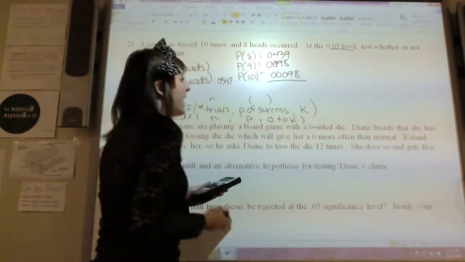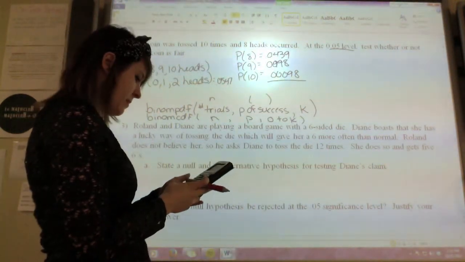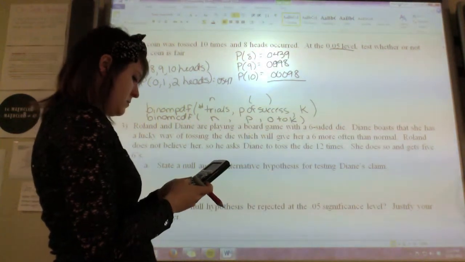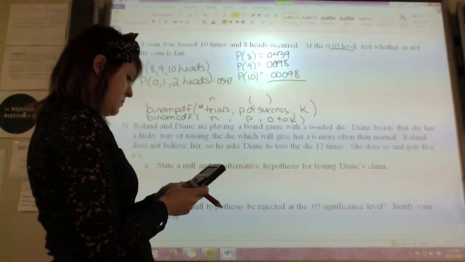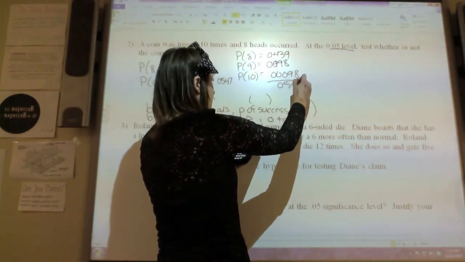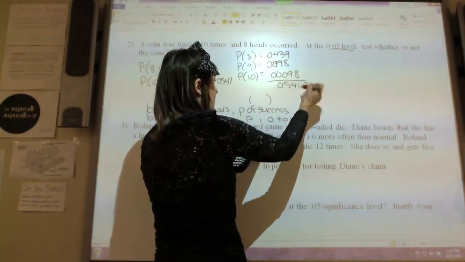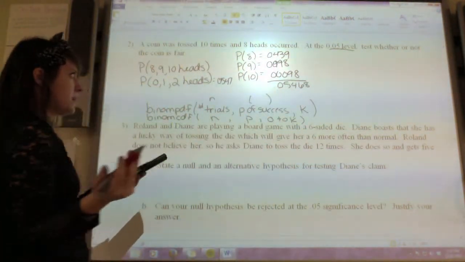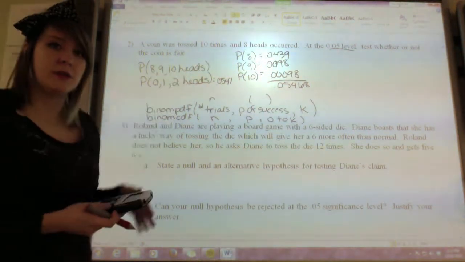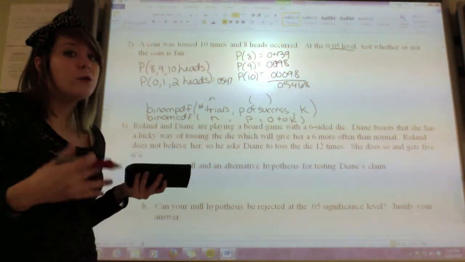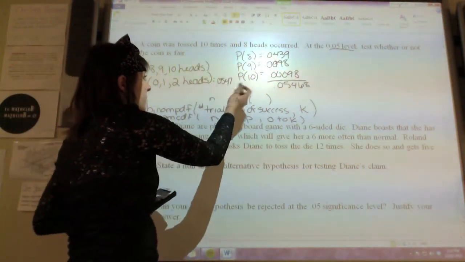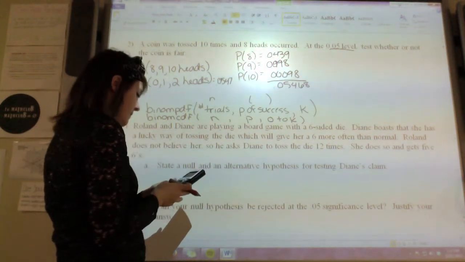Now you'll notice if I add all these up, I should get the same thing. Okay, so rounding, they're the same thing. And that's because those probabilities should be the same. So overall, the probability for these extreme outcomes here is going to be 0.0547 plus 0.0547.